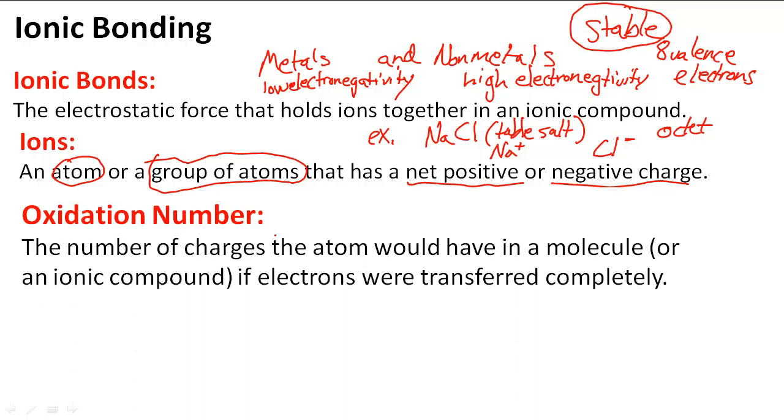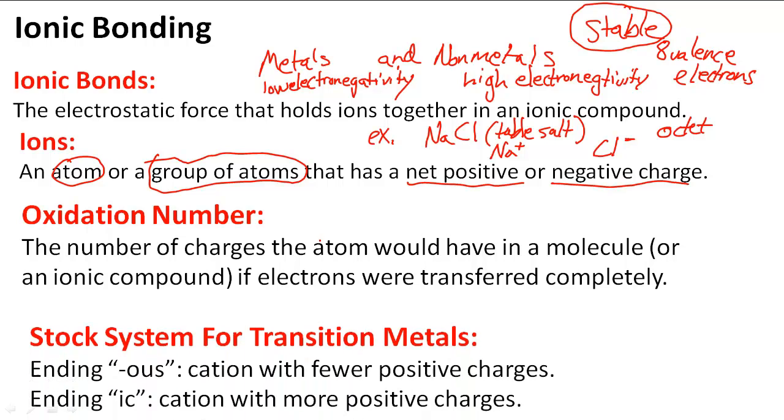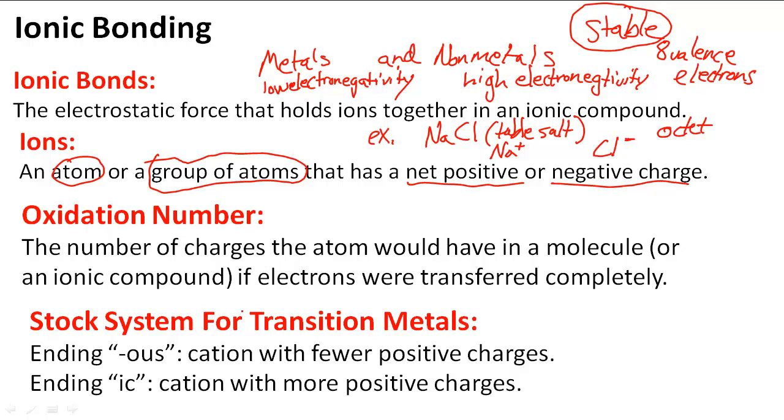Now, there's a thing called oxidation number. It's the number of charges the atoms would have in a molecule or ionic compound if the electrons were transferred completely. So the oxidation number for Na, let's say, would be 1 because it has transferred 1 electron, or 1 positive charge, to another atom. So that's what oxidation number is. It tells you the number of charges the atom would have in a molecule if the electrons were transferred completely.